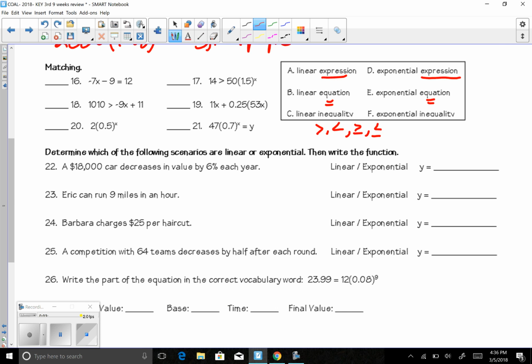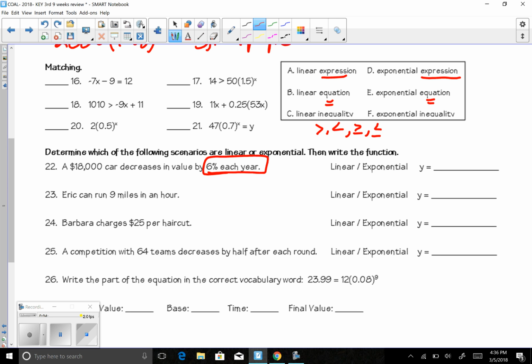22 through 25. You're figuring out if this is linear or exponential, and then you're writing the equation. I do want to talk about 22. An $18,000 car decreases in value by 6% each year. Whenever you have an increase or a decrease of a percent that happens to one thing multiple times, it's going to be exponential. If it's a one-time percent, then that's linear.